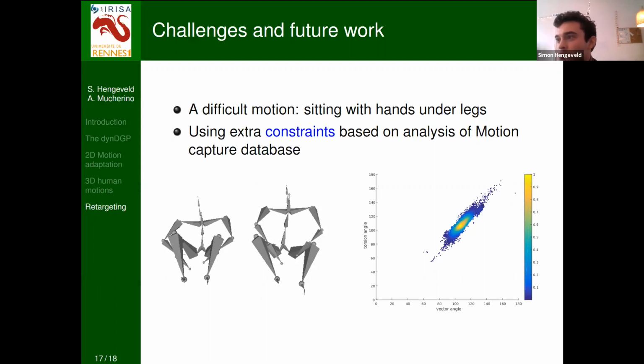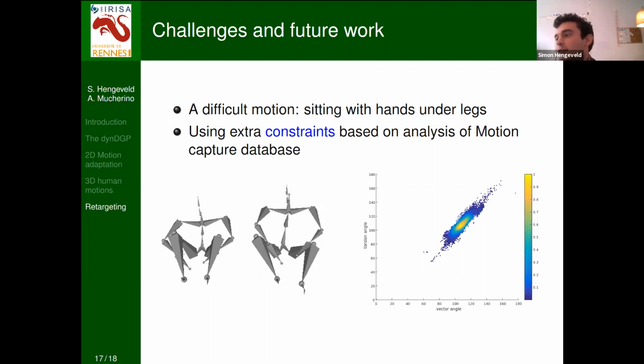Also, we did some small analysis of the motion capture database, which includes several hundred motions, in which we computed two angles, the torsion and vector angle of a joint. And we try to find out possible combinations of these two angles. And we are interested in this because we would like to add some constraints to our algorithm to make sure that we never end up in any unnatural positions.